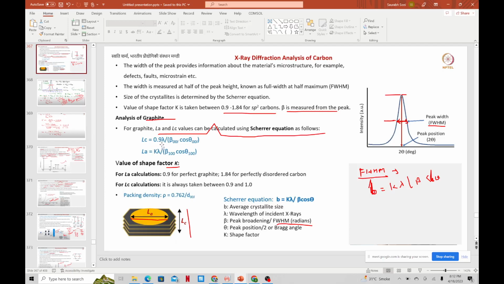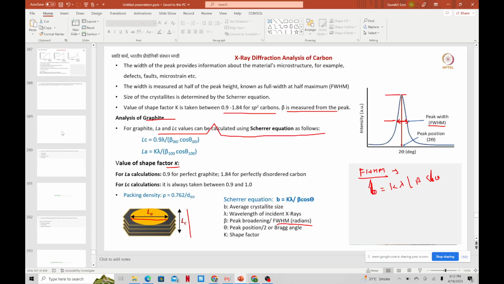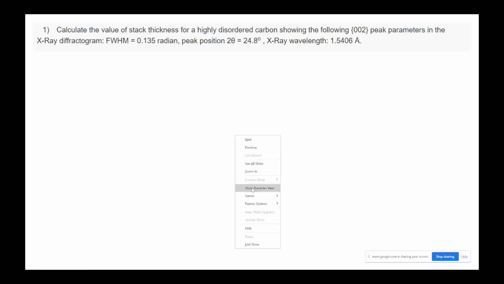Point 0.9 lambda divided by beta cos theta. Okay, so here we have to calculate that. So let's calculate this. Let's solve this problem. LC equals K lambda divided by beta cos theta.